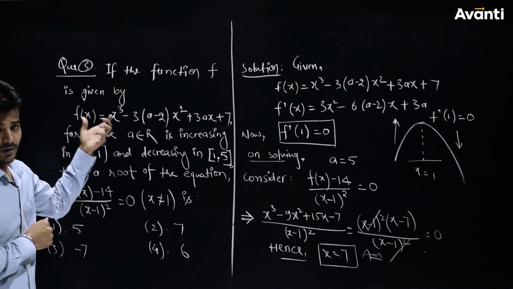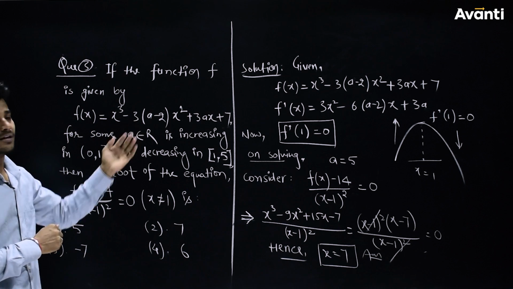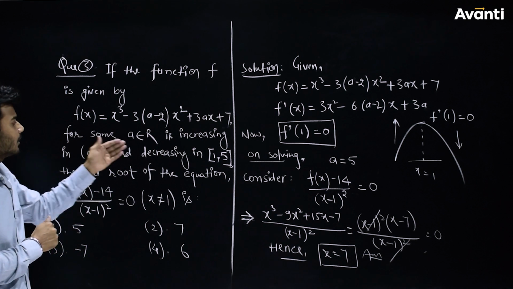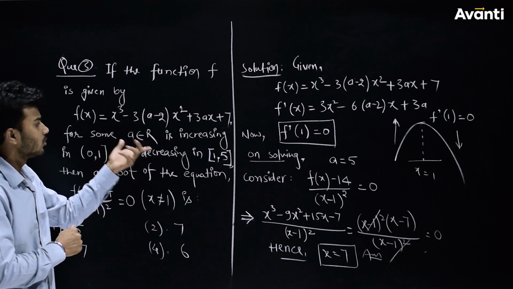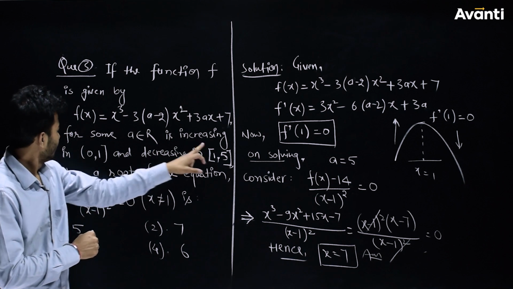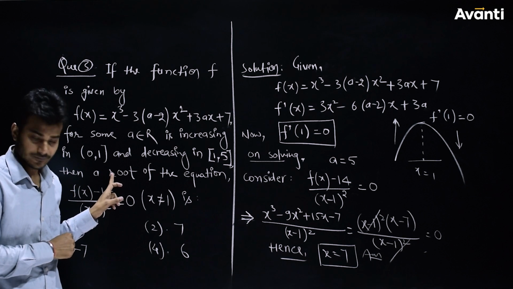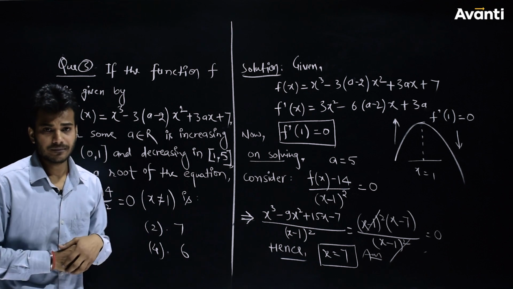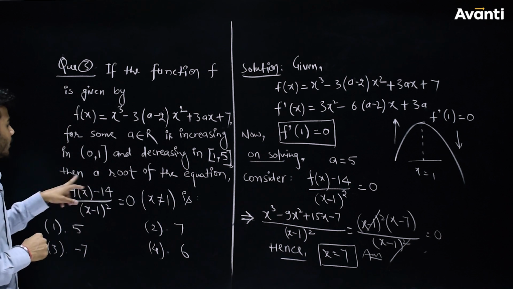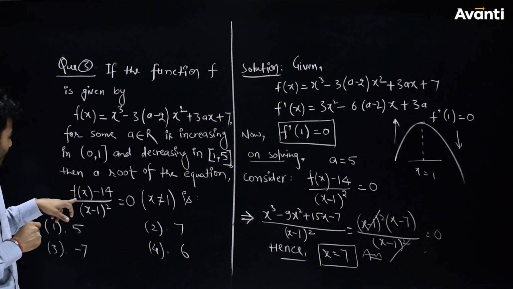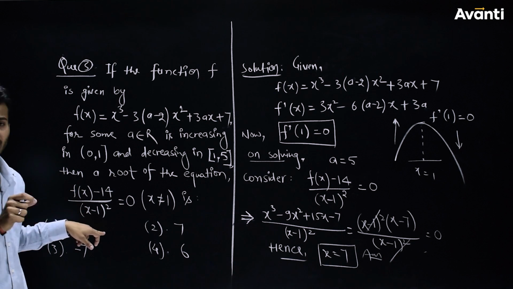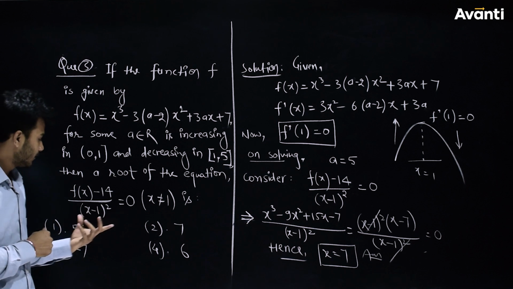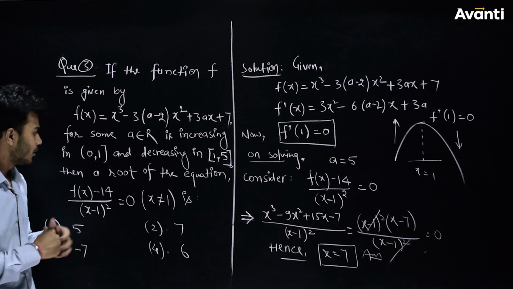If the function f is given to us by f(x) = x³ − 3(a − 2)x² + 3ax + 7, for some a belongs to R, a real number, is increasing in the open interval (0, 1) and decreasing in the closed interval [1, 5], then the root of the equation (f(x) − 14)/(x − 1)² = 0, where definitely x cannot be 1 as we have x − 1 as a factor in the denominator. And options are given.